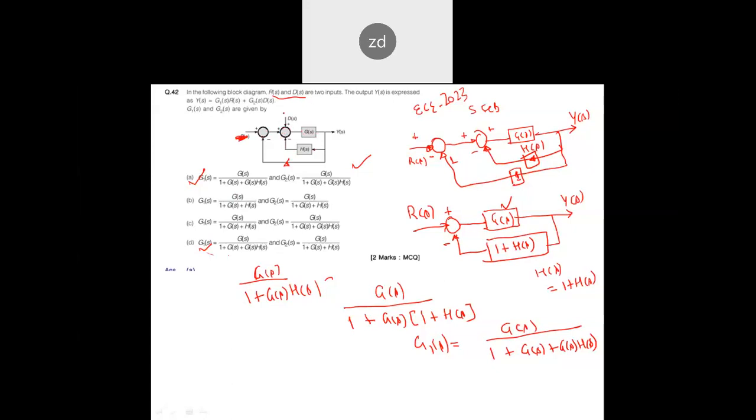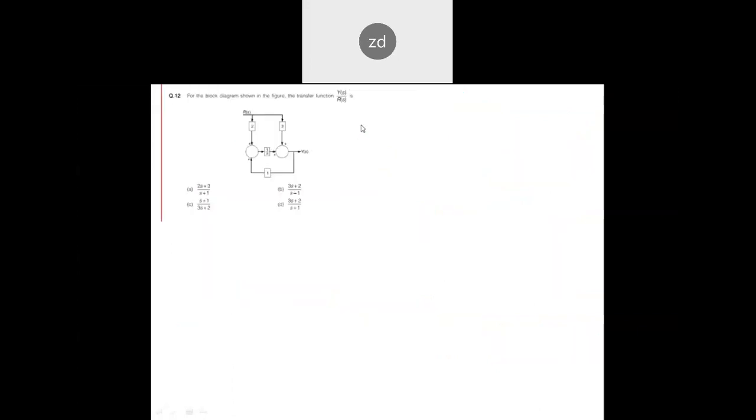For D of S, the only thing is that the input you have negated. So this will become G of S H of S. Again, this is in parallel, so it will follow the same pattern. So hence it would again be equal to G of S over 1 plus G of S, the same thing. So your G2 of S would also be the same answer in a similar manner. So hence this problem is similar to this.